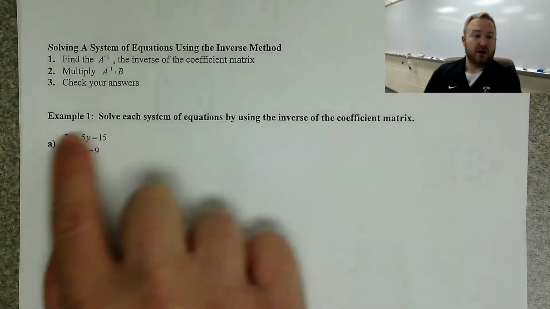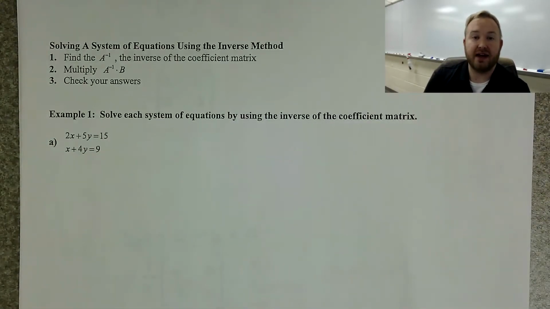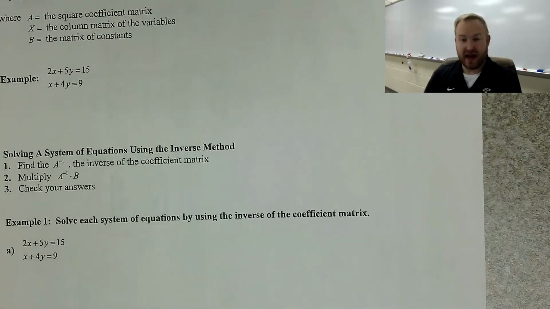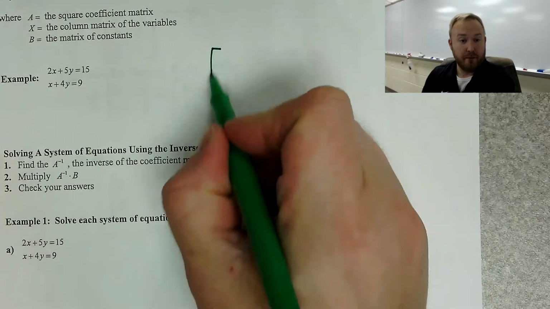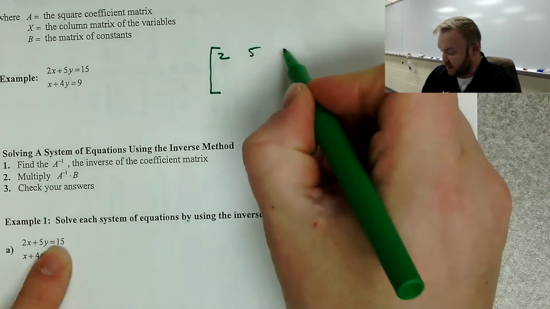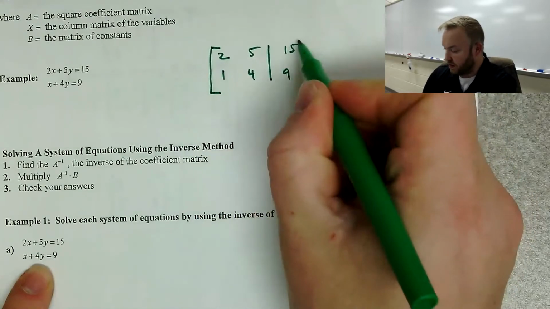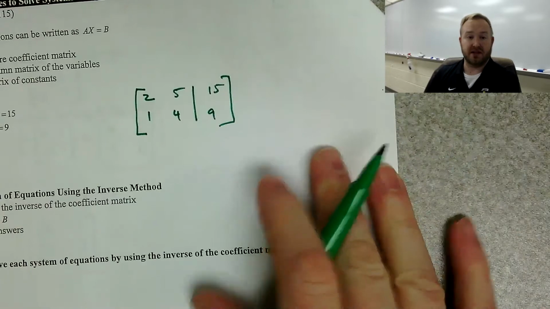Okay, so here we have a system of equations. There's 2 equations and 2 variables. And in the past, we solved this by setting up an augmented matrix. And so for this problem, we would copy down the 2 and the 5 and the 15 and the 1 and the 4 and the 9. We put our vertical line to make it an augmented matrix.